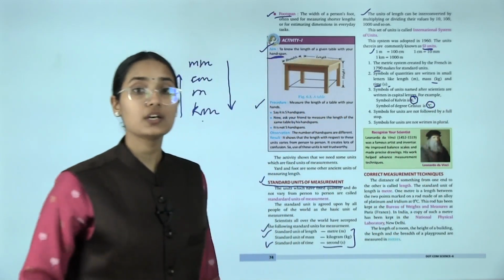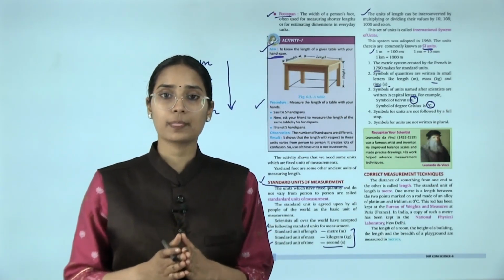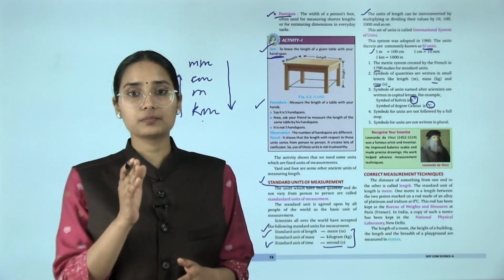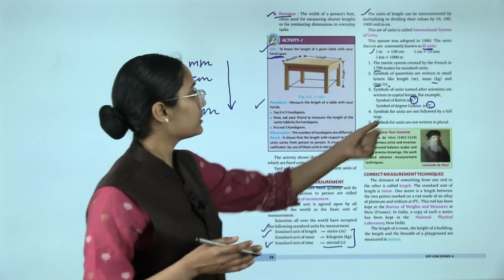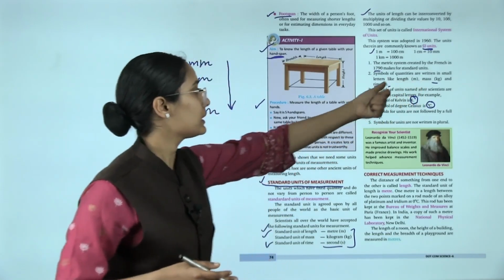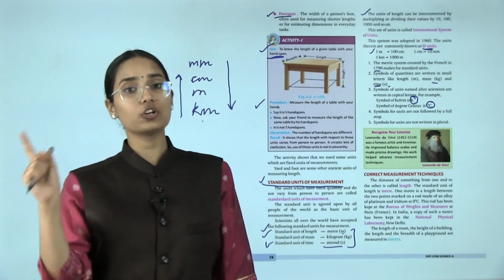Now the symbols for units are not followed by a full stop, okay. For example, writing m, here I have written m, right. So it will not be followed by a full stop.